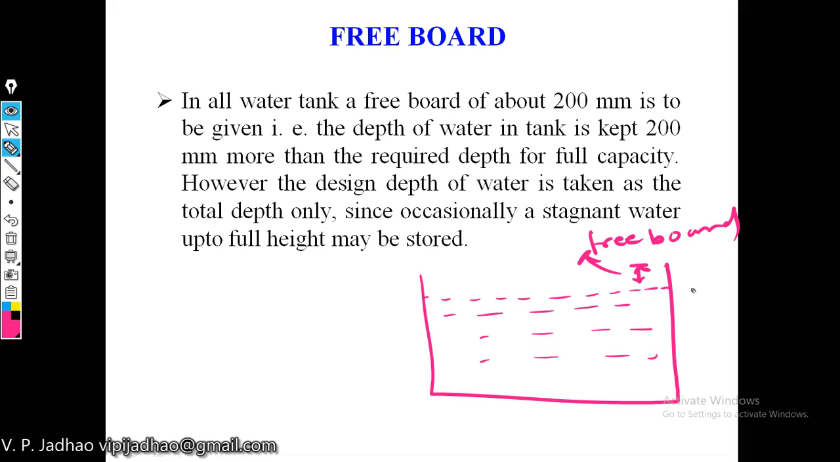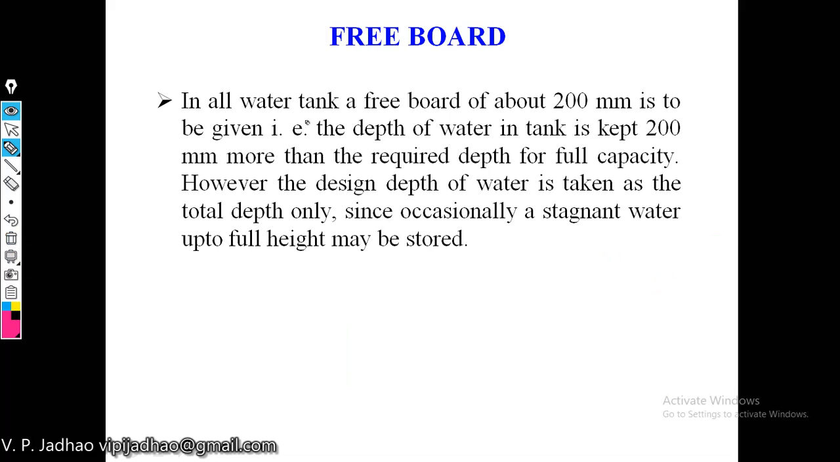We won't generally fill this particular depth, but sometimes there may be a condition where the water in this tank is stored up to the full level. Therefore for design purposes we will consider that water is stored throughout the height of your water tank, because occasionally there may be a possibility that water is stored for the full depth of your water tank. So this is the freeboard.